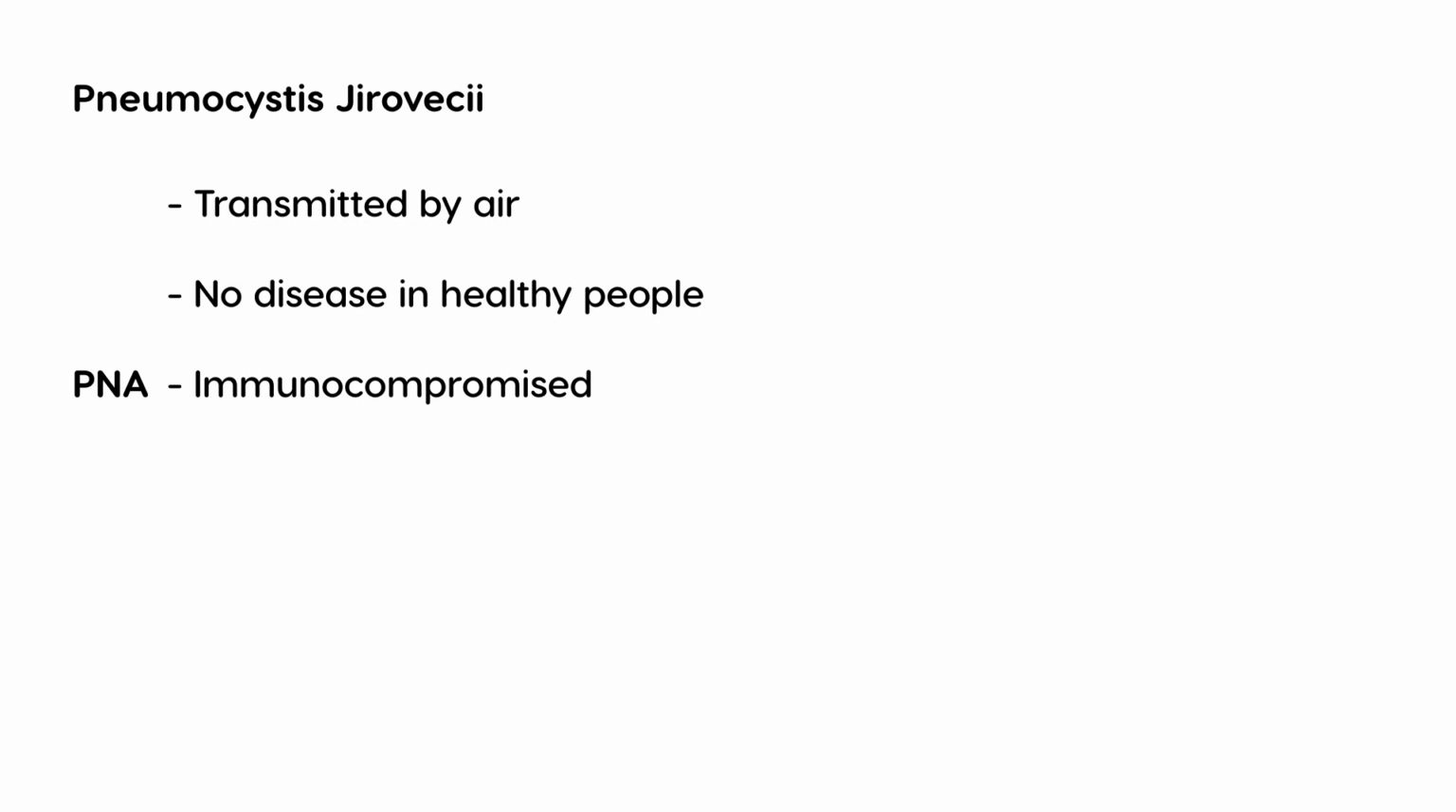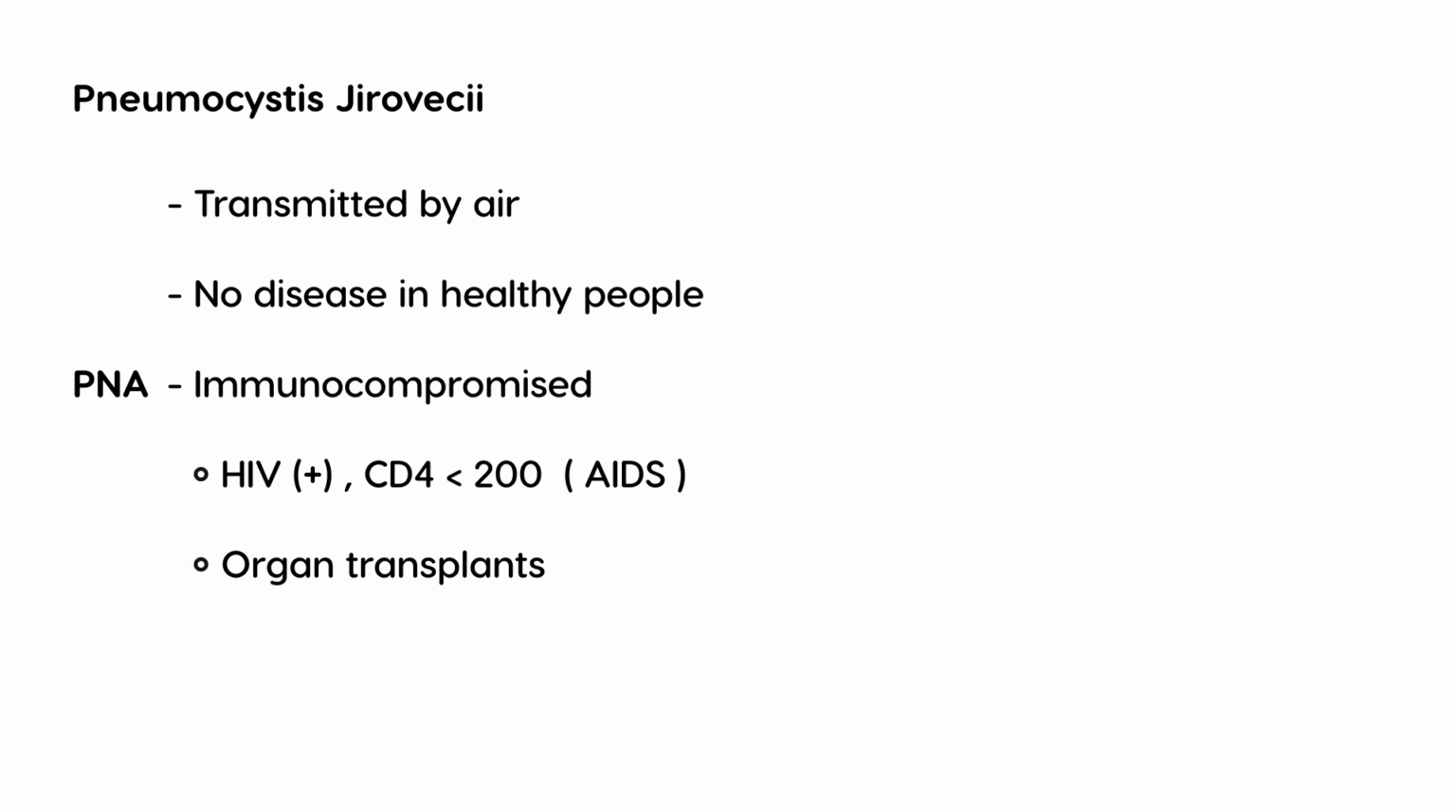Now, which population of patients are we talking about? Most commonly, of course, we're talking about HIV-positive patients, in particular those that have a CD4 count less than 200. And as those of you know, this is now classified as being AIDS once the CD4 count drops below 200. Another category of immunocompromised patients are patients who are receiving organ transplants. And the reason is because they're given medications that can suppress their immune system. Very similarly, cancer patients can also be on medications that can suppress their immune system.